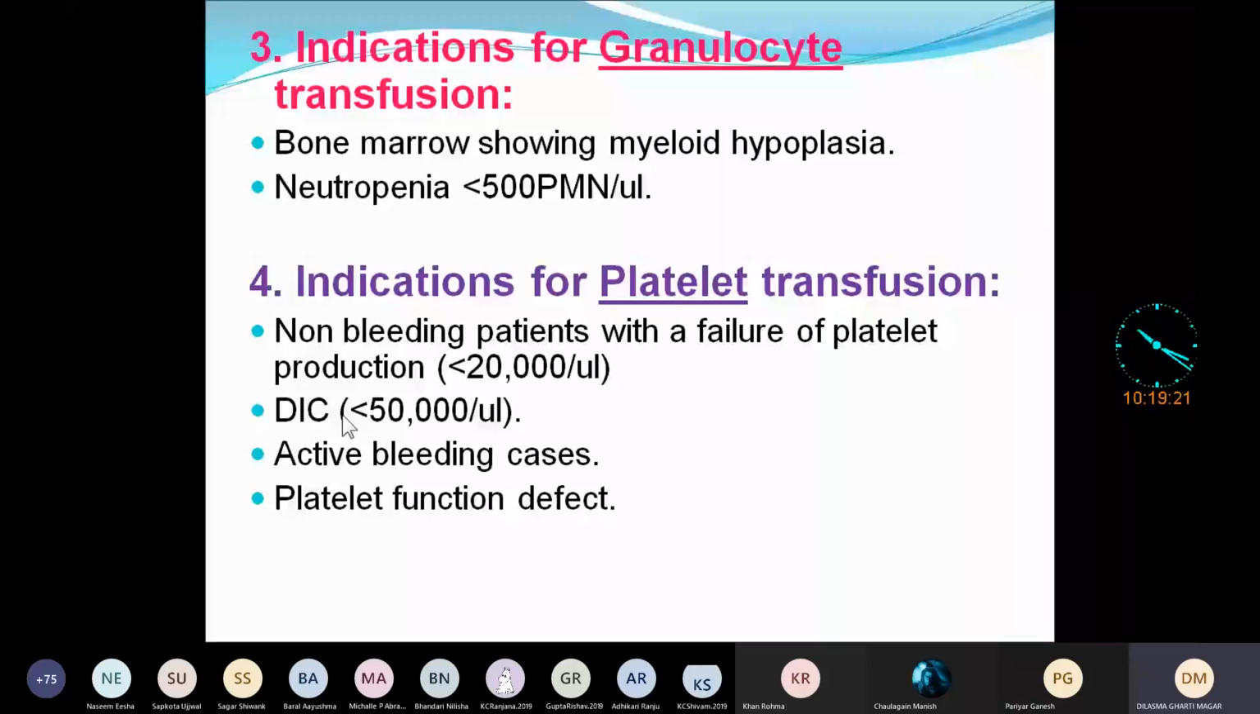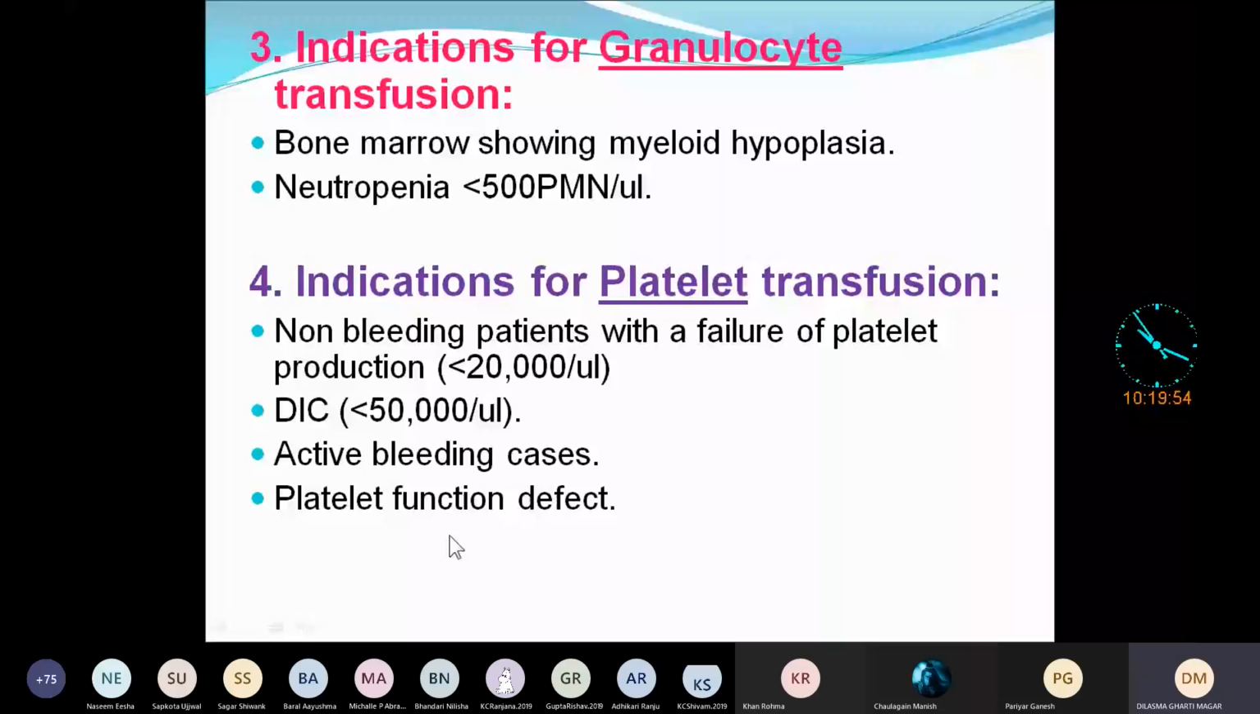So in case of the DIC, we can give the platelet transfusion in those patients if the platelet is less than 50,000. Understood here? So we can give in case of the active bleeding case also, and whenever there is a platelet function defect. Platelet function defect means the platelets are there in those persons, but the platelet is not working its function. Understood here? So it is not doing its function. That's why whenever there is a platelet function defect, that time also we can give the platelets.